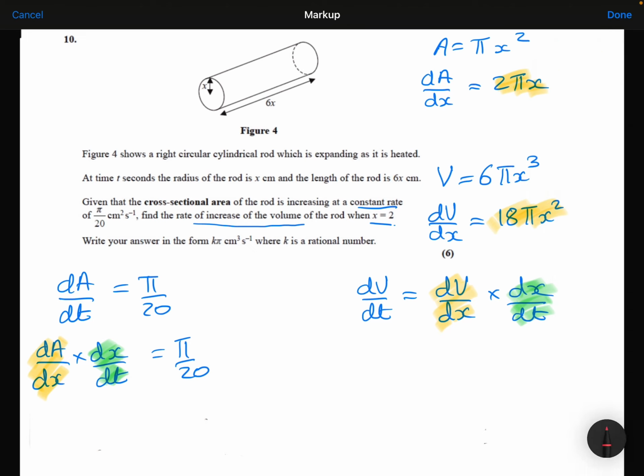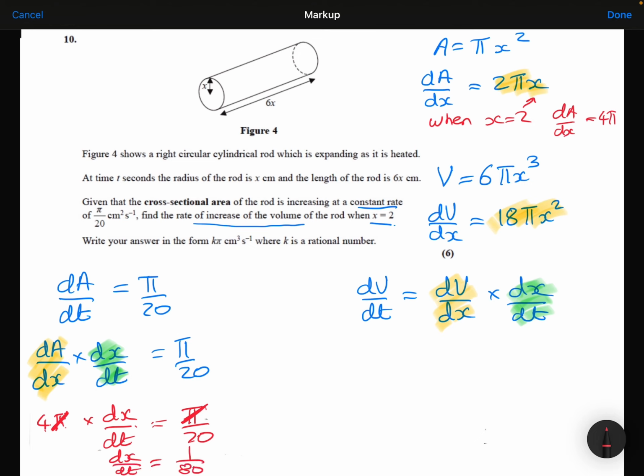So, when x equals 2, dA by dx is 2 pi times 2, so 4 pi. So if I use that down here, I find that 4 pi times dx by dt is equal to pi over 20. The pi's cancel out. Divide both sides by 4, and I find that dx by dt is 1 over 80.